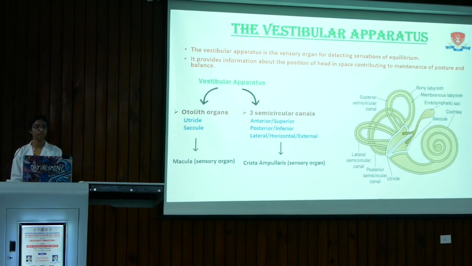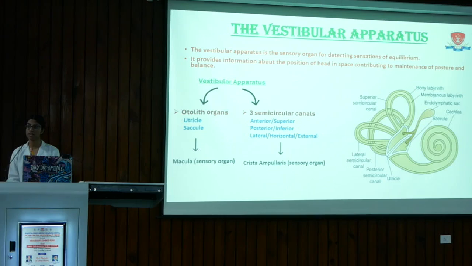The vestibular apparatus is mainly composed of two otolith organs and three semicircular canals. The two otolith organs are the utricle and the saccule. On the inner surface of the utricle and saccule is present a little sensory area known as the macula. The three semicircular canals, namely the anterior canal, the posterior canal and the lateral canal, are all arranged at right angles to each other, thus representing all three planes in which our head can rotate.